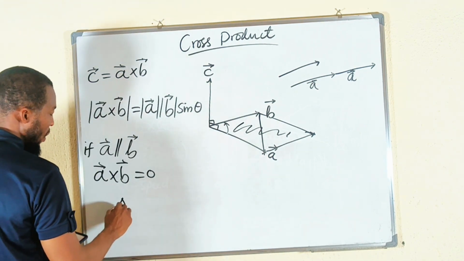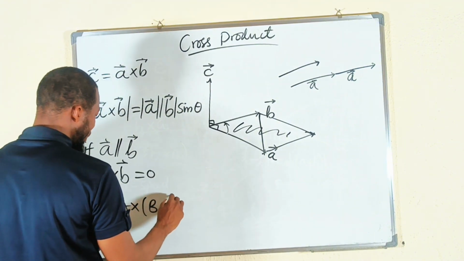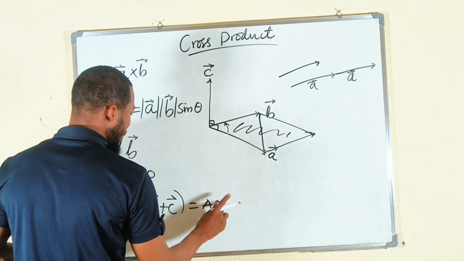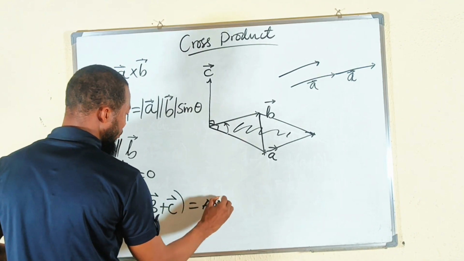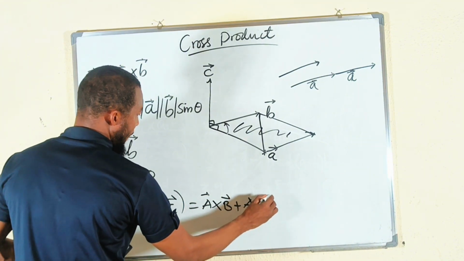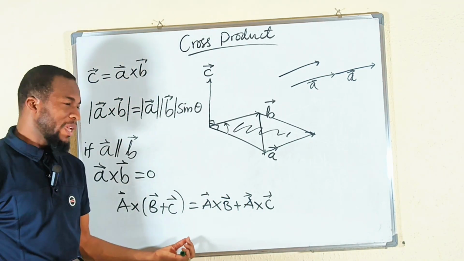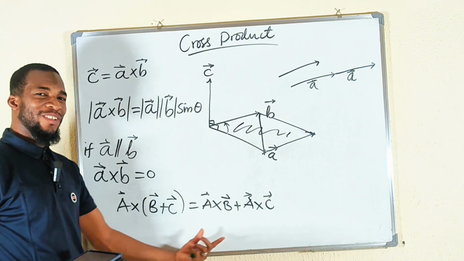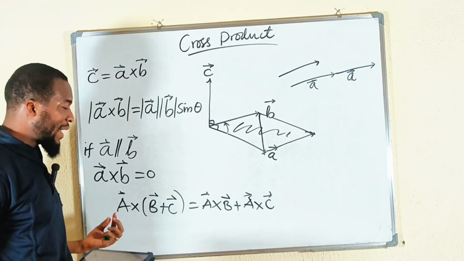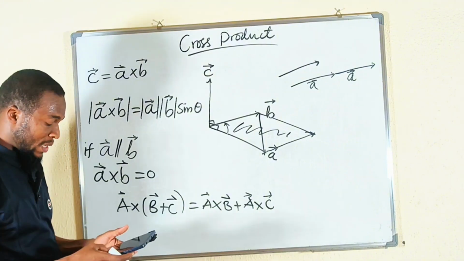If you have A cross B plus C, all of these are vectors, then this is the same thing as A cross B plus A cross C. So, which one is simpler here? I think simplifying this is much easier than this, because you can simply add two vectors together before you take the cross product. But if you like, you can distribute A cross B plus A cross C, and you have to get the same result.